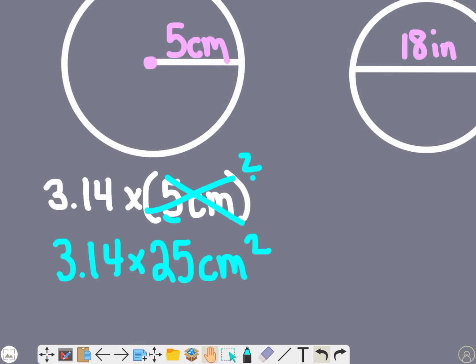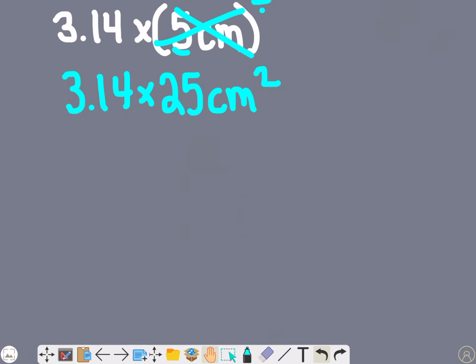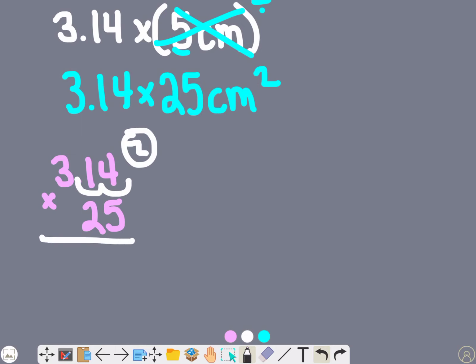So I got kind of a big multiplication problem to do. 3.14 times 25, and then centimeters squared. The first thing I need to do is jump my decimal out of the way. Took 2 jumps. Now I'm into the multiplication. 5 times 4 is 20. 5 times 1 is 5, plus 2 is 7. And 5 times 3 is 15. I'll skip a line. I'll put a 0, and now I'm multiplying by my 2.